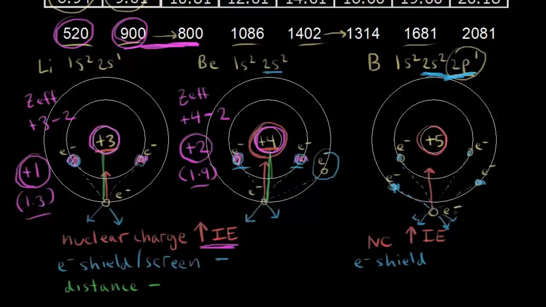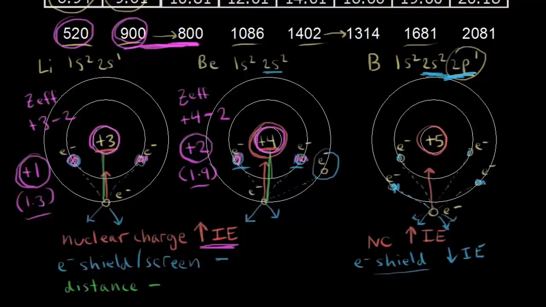And so because of that extra shielding or screening, it's not going to feel as much of a pull from the nucleus from that increased nuclear charge. Just thinking about electron shielding, that's screening that outer electron from the attraction of the nucleus, and therefore it should be easier to take that electron away. So shielding says a decrease in ionization energy.